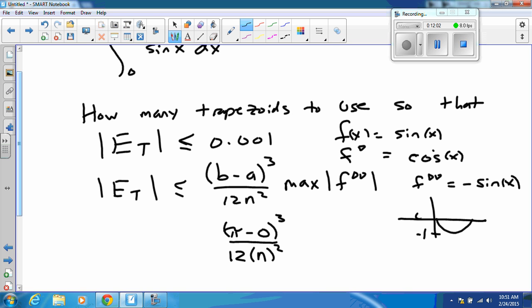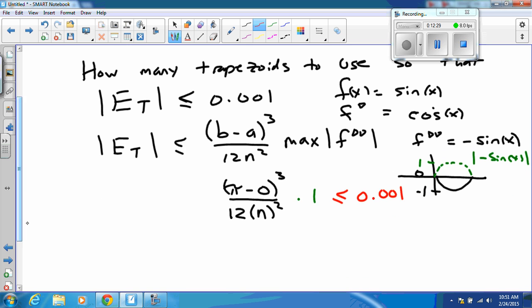Well, I know something about negative sine x. I know that from 0 to pi it stretches from 0 all the way down to negative 1. So that if I take the absolute value of negative sine x, then my maximum possible value is 1. And what I want is for this error to be no greater than 0.001.